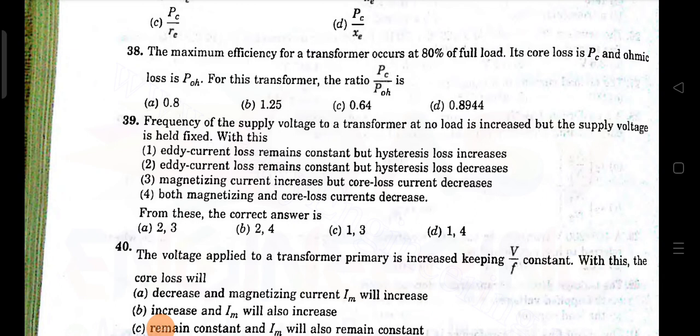First option: eddy current loss remains constant but hysteresis loss increases. That is not correct. Second option: eddy current loss remains constant but hysteresis loss decreases. When frequency increases, hysteresis loss decreases, right? That means the second option is correct.